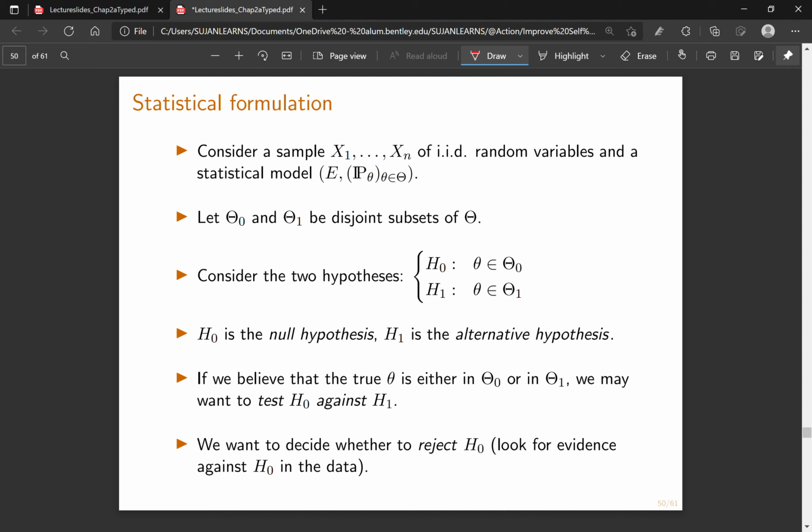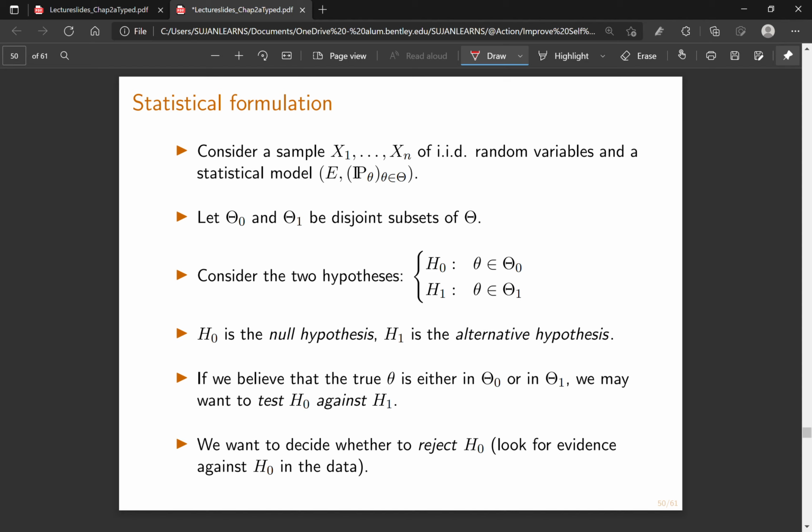Let us start with the sample observation, and let each observation be a random variable, and this observation should be in our sample space called E, and then P sub theta for theta in capital Theta be our parameter space.